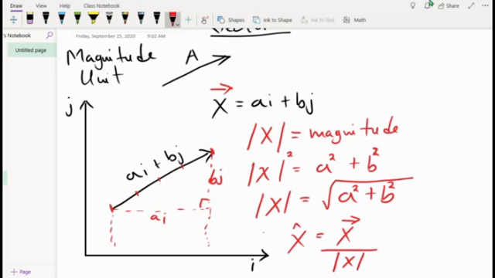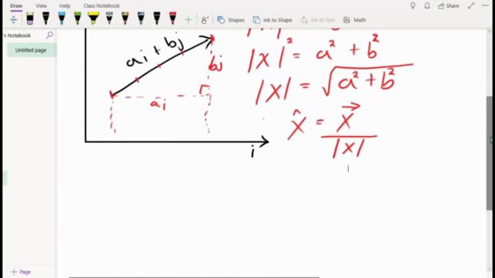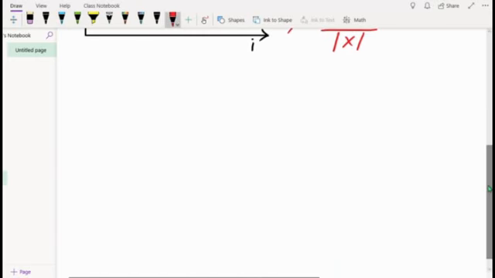Let's look at a typical example now for calculating unit vector. Let's say that we have vector AB given as 3i plus 4j.